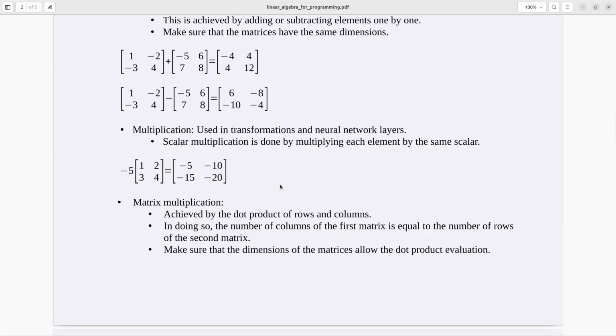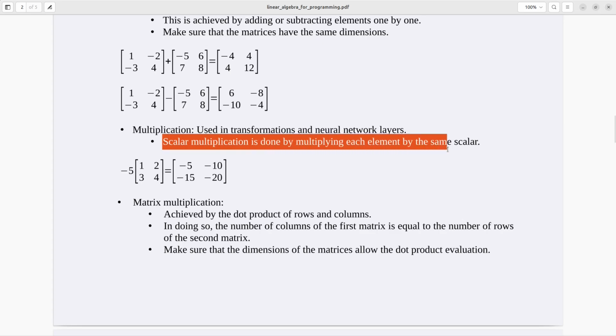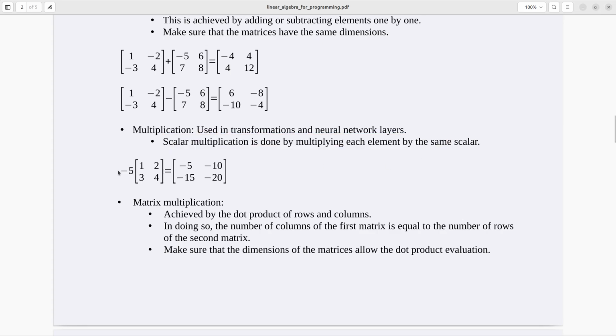And for multiplication, we can separate the multiplication into two parts. One is by means of using a scalar, and the other is by means of using another matrix. So let us handle the scalar multiplication first. The scalar multiplication can be used in transformations and neural network layers. And the scalar multiplication is done by multiplying each element by the same scalar quantity. So for example, if I multiply all the matrix elements by -5 before the matrix, I'm able to get minus 5, minus 10, minus 15, and minus 20. Okay, that is the meaning of the scalar multiplication.